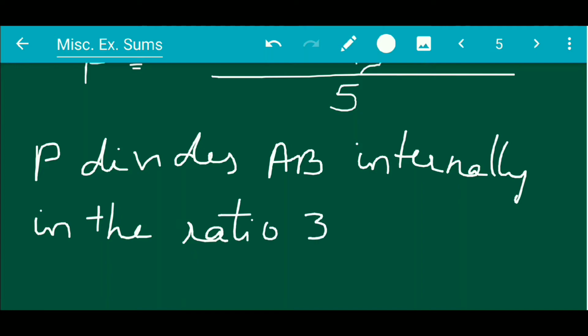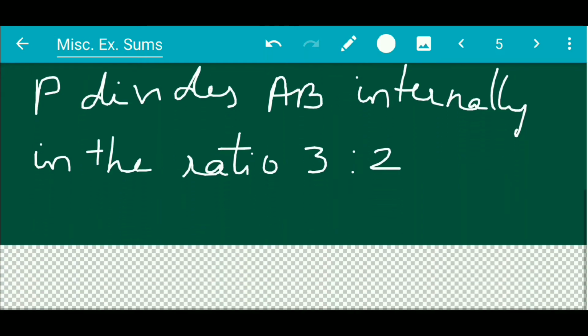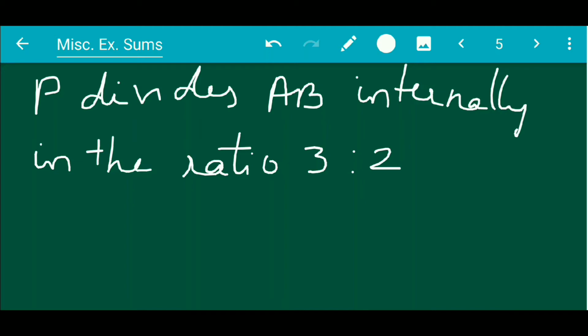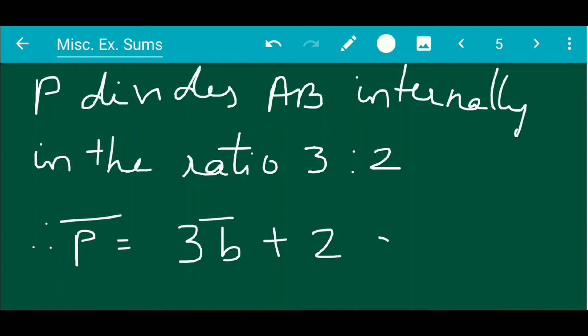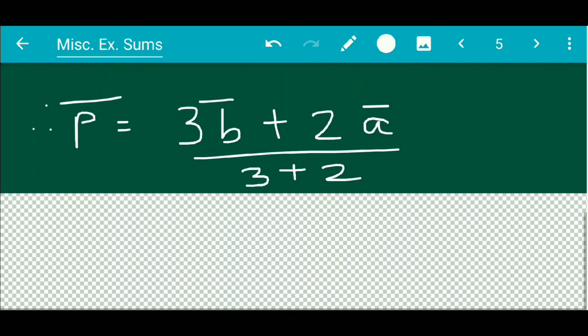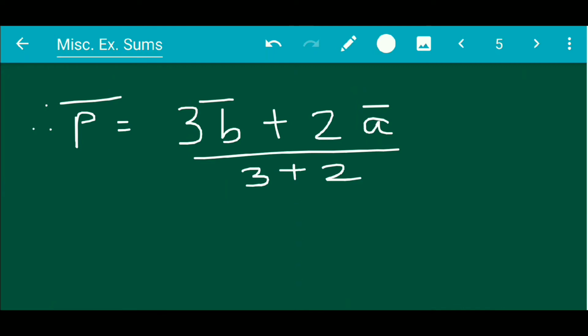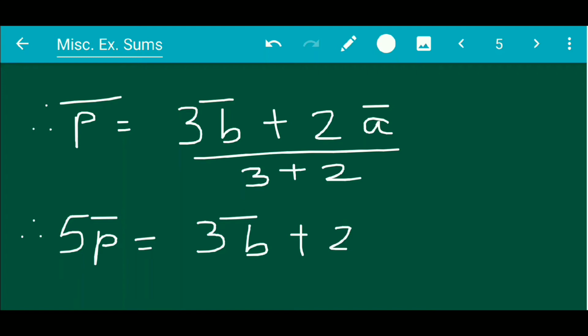Now P divides AB internally in the ratio 3:2. And therefore we have P bar is equal to, so by section formula for internal division, we can write that P bar is equal to 3B bar plus 2A bar upon 3 plus 2. Okay. Now cross multiply, that is bring 3 plus 2 is equal to 5 from the denominator on to the LHS. So we have 5P bar is equal to 3B bar plus 2A bar.